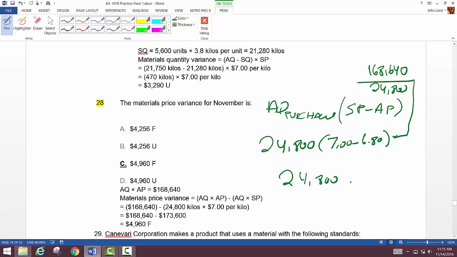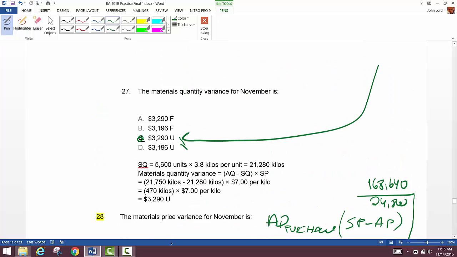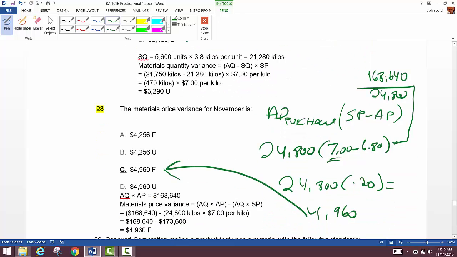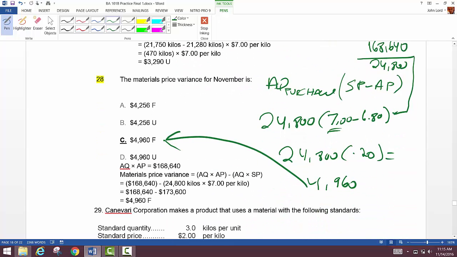24,800 times what? 20 cents? You say is what? 4,960. And since we paid less than the standard, we have a favorable variance here. So we've got an unfavorable quantity variance and a favorable price variance, right? What might be going on here? What might this mean? Cheap materials.